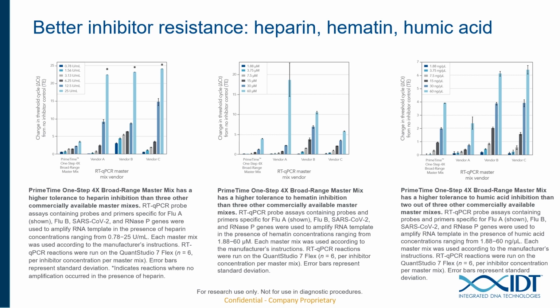At any given concentration of heparin, the new PrimeTime one-step 4x broad-range master mix is minimally affected. We also see a similar trend for hematin, data shown in the center panel. Humic acid, shown on the right, shows the new PrimeTime one-step 4x broad-range master mix is less affected as compared to 2 of the 3 inhibitors.